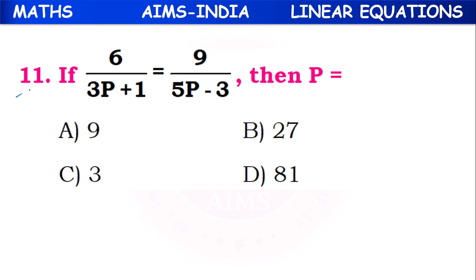Next one, 11th question. If 6 by 3p plus 1 equal to 9 by 5p minus 3, then p equal to how much? Here p is the variable, children. We have to find the value of p.